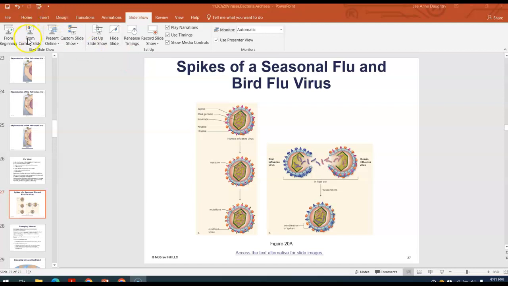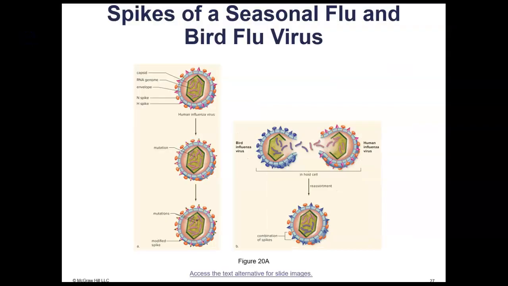This is part 3 of the chapter 20 lecture notes, and we left off on slide number 27, which is an illustration of how the human flu virus and the bird flu virus can interact within a host cell if they wind up in a host cell at the same time. And then the host cell can be tricked into combining them.